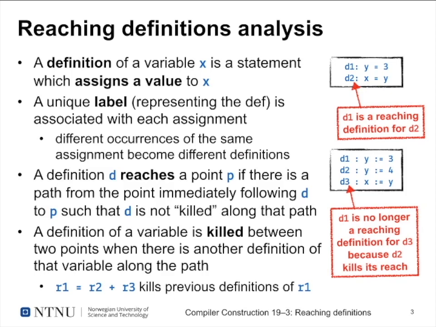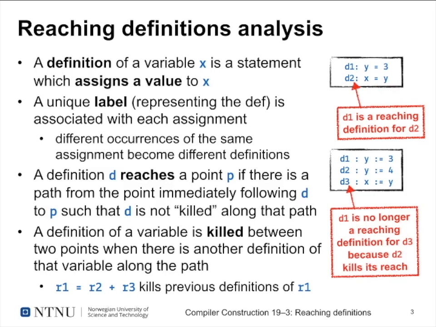And for our reaching definition, we now have to define what reaching means. A definition d of a variable reaches a program point p if we can find a path from the point immediately following our definition d to this program point p, so that the definition of that variable is not killed along that path. For example, on the right hand side we have d1: y equals 3 and d2: x equals y. If we only have these two instructions, then d1 is a reaching definition for d2, so the value of y we initialize in d1 is the one we can read and use in d2.